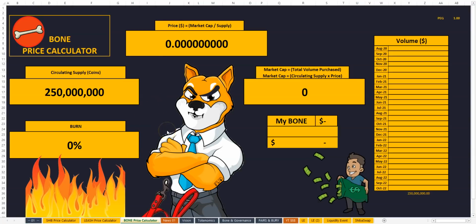This is Ace. Today we're going to be talking about the best preparation which you can have for the coming ShibaSwap Liquidity Event. I'm going to talk a little bit about the ShibaSwap Tokenomics, and I'm going to focus particularly on the Bone token. I've got my Bone token calculator here. If you're familiar with my previous videos, you know specifically how this works.